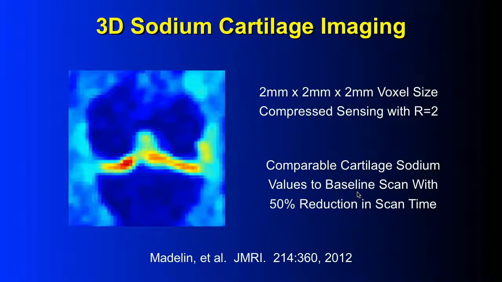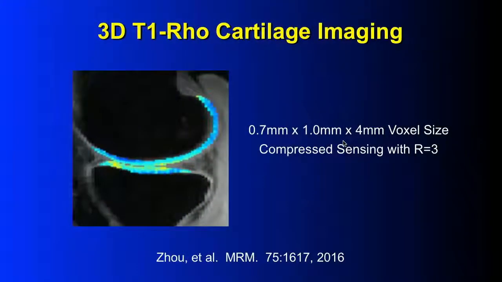We can also apply this to sodium imaging to get smaller voxel sizes and a reduction in scan time, which is very important if this technique is ever going to make it into clinical practice. A 21-minute scan is not going to cut it in clinical practice, but a 10-minute or a 7-minute scan for this kind of information might. And again, here, accelerating 3D T1 rho imaging with this resolution with an acceleration factor of 3, taking this scan time down from roughly 10 minutes to about 3.5 minutes.